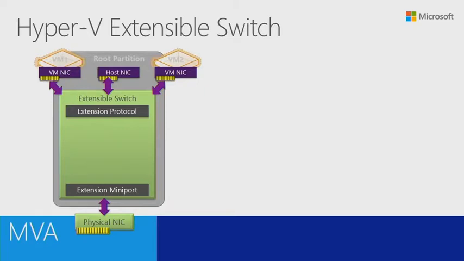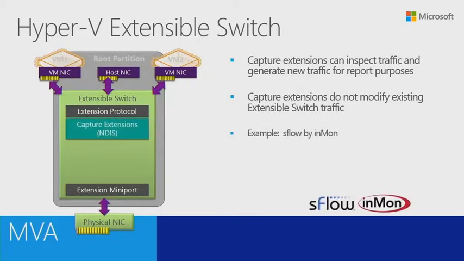Here's a diagram talking about the virtual machines and how they're plugged in to the virtual switch. In this case, I've got 2 virtual machines. They have virtual NICs assigned to them, and they are going through the extensible switch. So let's say for just a moment, I would like to be able to capture extensions. I would like to be able to inspect traffic as it traverses the virtual switch. I just want to be able to monitor it. I want to be able to generate reports. I don't want to modify anything. I just want to do capturing extensions. Okay, we've got solutions that are out there right now, for example, sFlow by InMon. And so you can plug in as a capture extension.